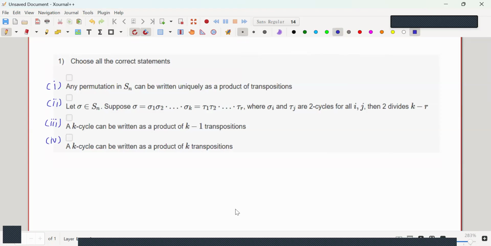Okay. So now let's proceed with the assignment problems. Any permutation in Sn can be written uniquely as a product of transpositions. So is it true? Yes, sir. Is it? This is true. Okay. What's the explanation?